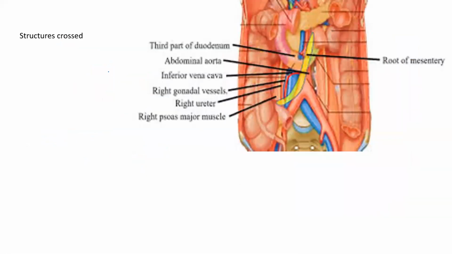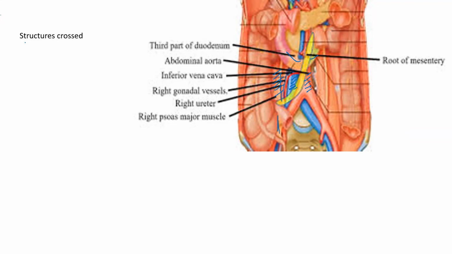The structures crossed by the root of the mesentery, as you see here: that's the third part of the duodenum. This is the abdominal aorta. This is the inferior vena cava. That's the right psoas major. You can see the right ureter, the right gonadal vessels, the right genitofemoral nerve. Then you'll have the right sacroiliac joint. Okay. So all this will be crossed by the root of the mesentery.